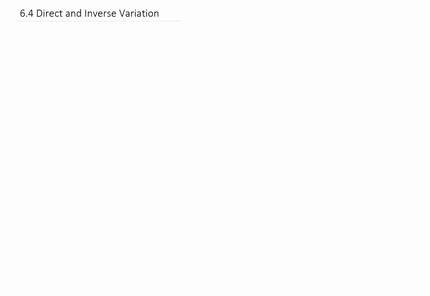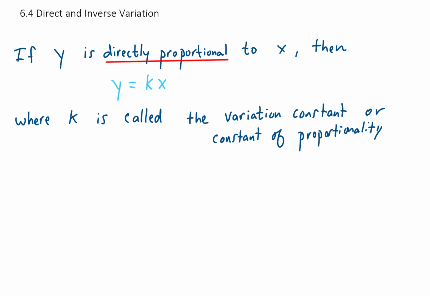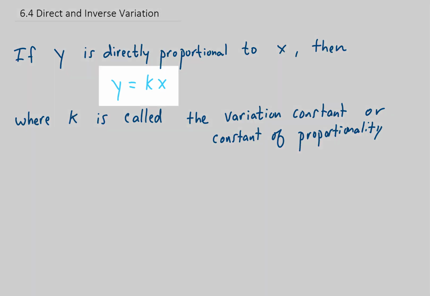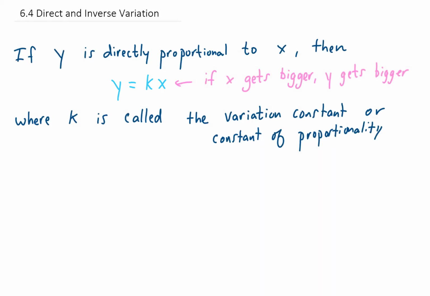We're going to talk about two types of variation, direct variation and inverse variation. Let's start with this statement. If y is directly proportional to x, then y equals k times x, where this k here is just a constant. It's either called the variation constant or the constant of proportionality. Now, what's going on here in this equation is if x gets bigger, y also gets bigger. And if that's the relationship between two variables, x and y, that's an example of direct variation.